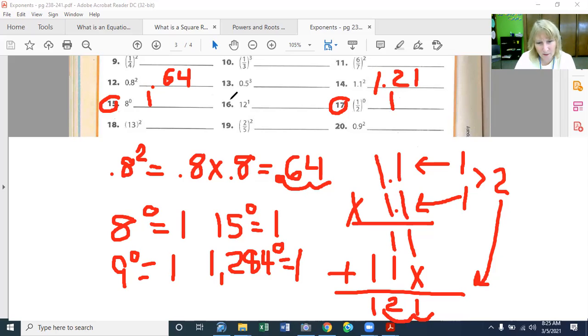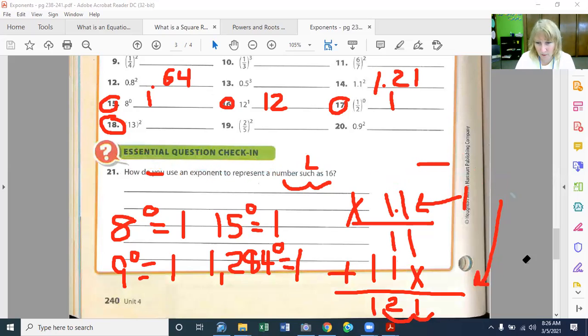So number 16 is 12 to the first power. 12 to the first power is equal to 12 times just 12, right? Just 12 by itself. So 12. Okay, now let's make sure I do the right ones. This is the even. Okay, let me erase. Get rid of my nice box here. It's okay.